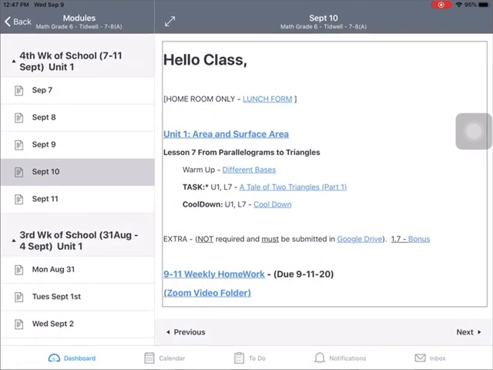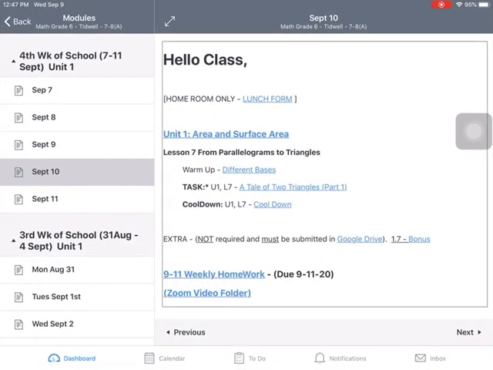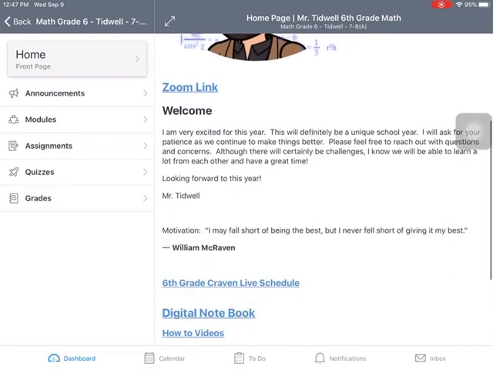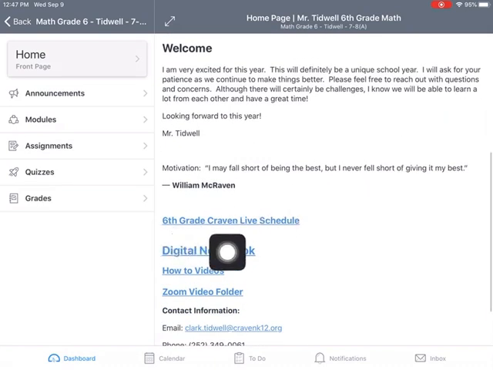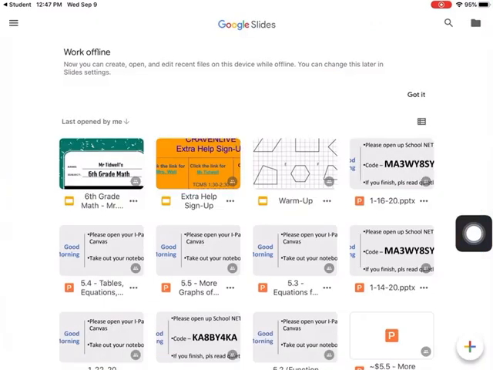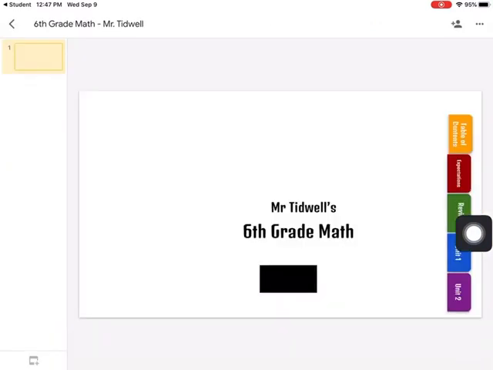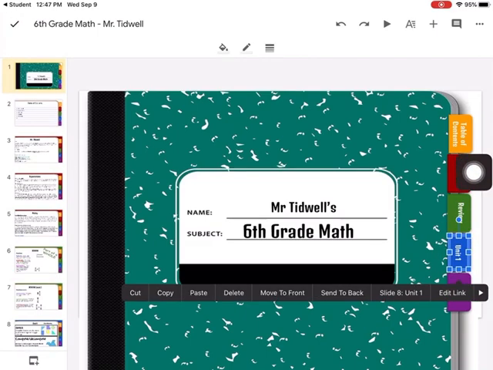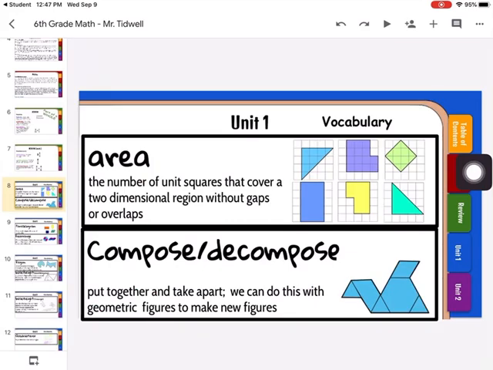Also, we have a new term that we're going to start using today. So whenever we have a new term, it's always good to look at our vocabulary. And when we look at our vocabulary, that is always here on the home page. Scroll down here to our digital notebook. So I'm going to open up our digital notebook for this class. Come down here to Unit 1. And we have a bunch of our vocabulary terms to start off with.